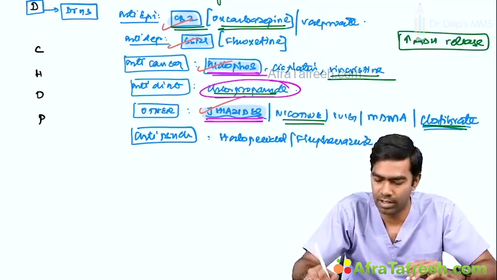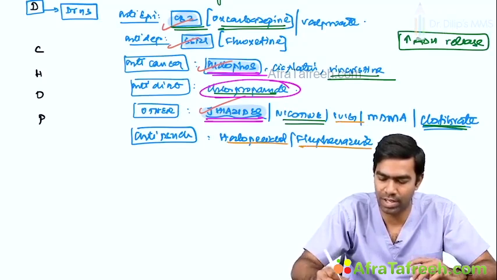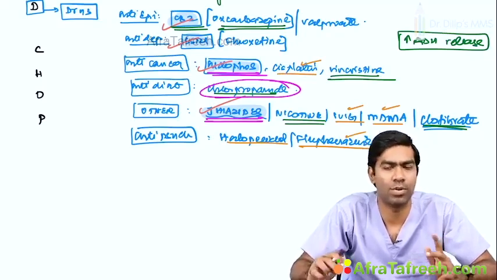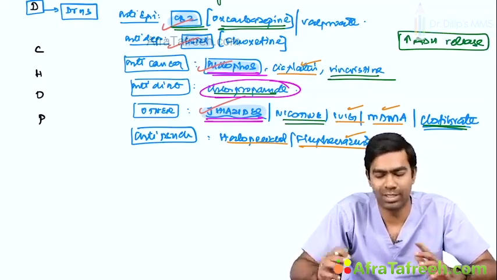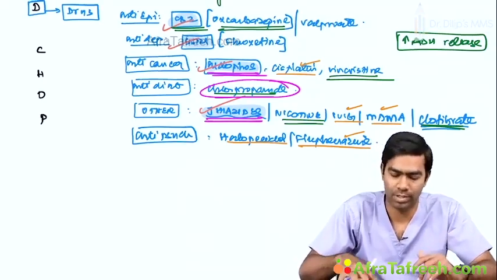Then there are agents that act by unknown mechanisms, for example haloperidol, fluphenazine, IVIG, MDMA, cisplatin. All these act by unknown mechanisms of action. How they produce SIADH, we don't know. This is not so important, but I just want to complete it, so that's why I told you.